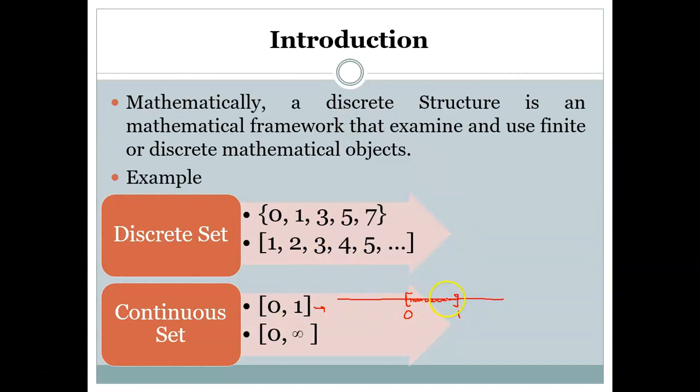So this is a continuous set because elements are connected. Similarly, this is also a continuous set. It has an infinite number of elements. This also has an infinite number of elements, but this is an infinite interval. So in this case, it also has an infinite number of elements, but it is discrete.